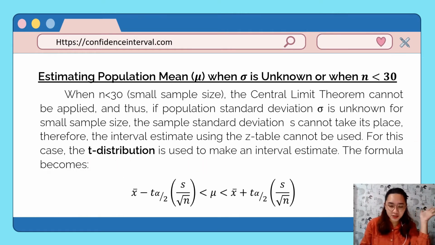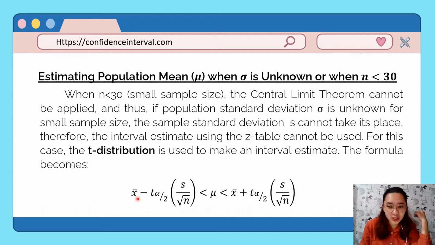When n is less than 30 or small sample size, the central limit theorem cannot be applied. And thus, if population standard deviation is unknown for a small sample size, the sample standard deviation cannot take its place. Kaya yung interval estimate po natin dito, hindi na po siya gagamit ng Z-table. Ang gagamitin na po natin is the T-table or our T distribution. And ito po yung formula na gagamitin natin.